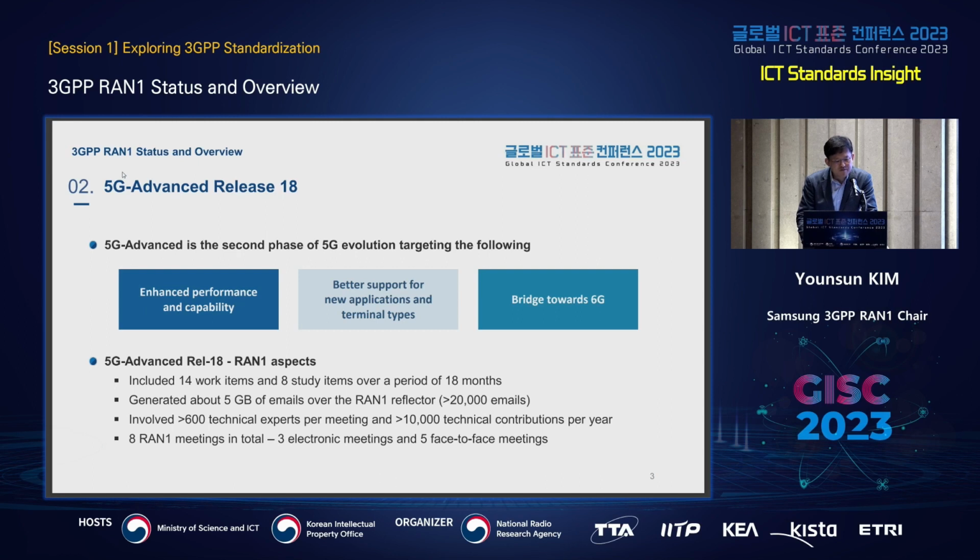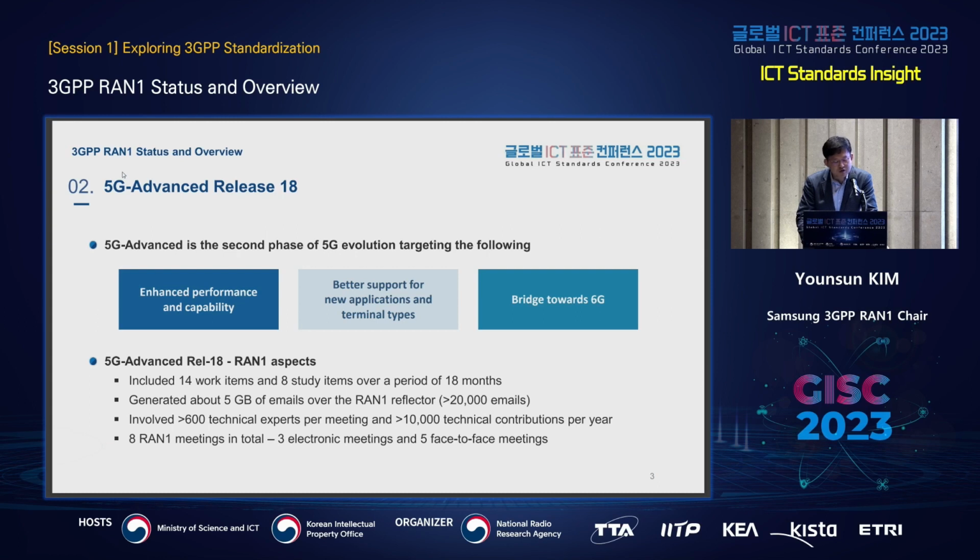Now, 5G Advanced started with Release 18, and from the RAN1 perspective, I've summarized it in these 4 bullets. There were 14 work items, which means actual specification support features, and 8 study items, which is basically analytic or simulation-based study into new features, done over a period of 18 months. During these 18 months, RAN1 was able to generate 5 gigabytes of email. Just email is 5 gigabytes.